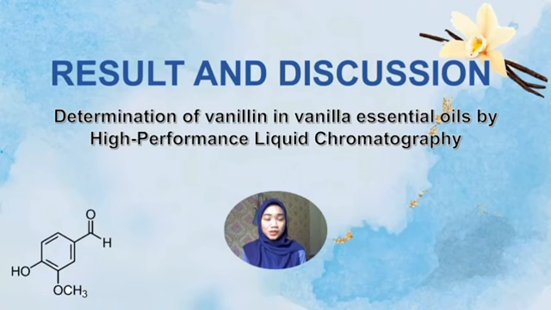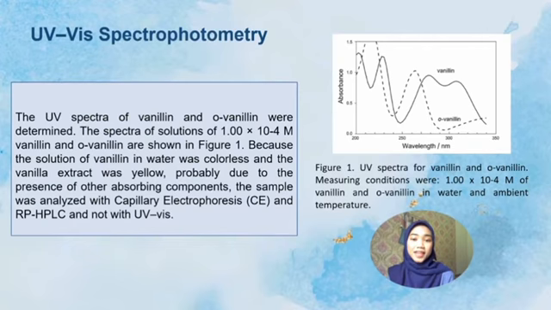I'm going to continue with the results and discussion for determination of vanillin in vanilla essential oil by high-performance liquid chromatography. In this experiment, there are three methods involved, including UV-vis spectrophotometry, micellar electrokinetic capillary chromatography and high-performance liquid chromatography. For UV-vis spectrophotometry, the UV spectra of vanillin and ethylvanillin were determined, and the spectra of solutions of 1.00 × 10⁻⁴ molarity of vanillin and ethylvanillin are shown in Figure 1.